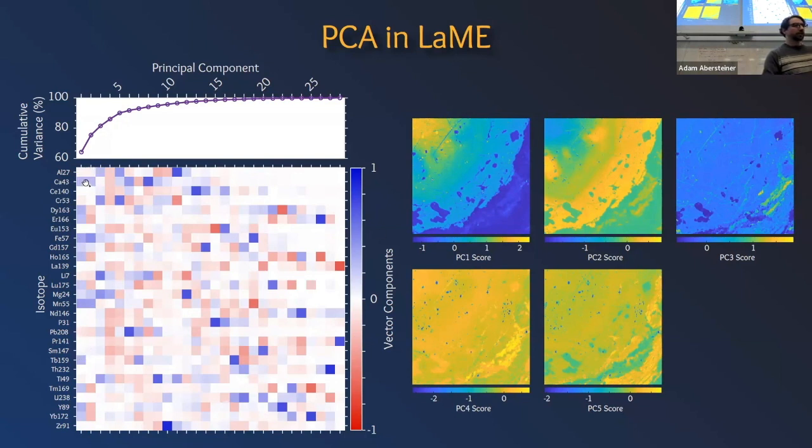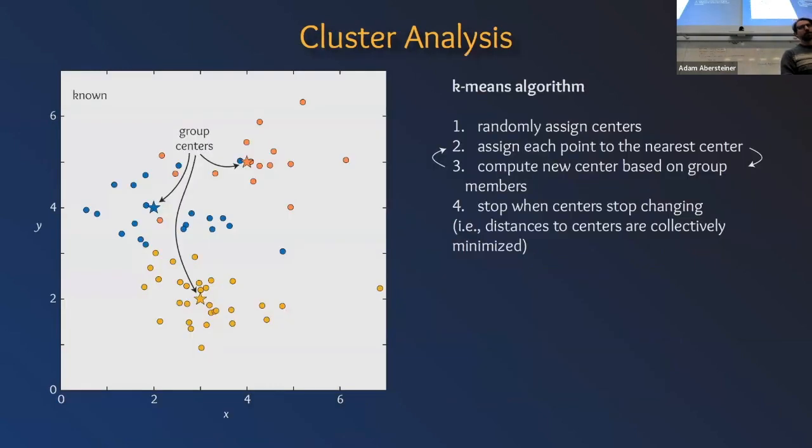In the second one, we see pretty much the same elements are important for this second principal component, but the mid and heavy rare earths are now negative instead of positive in terms of the vector components. And so that's telling us about the core to rim zoning and how it's different for the majors versus those trace elements. Okay, so that's principal component analysis.